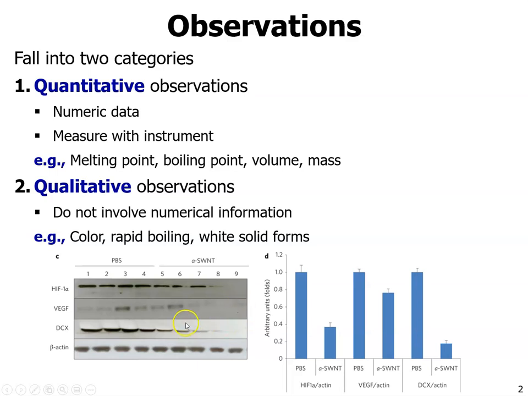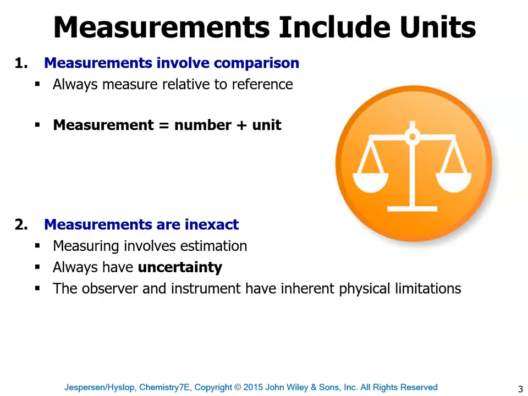Because these are a little bit crooked, you might cut a little area that's not quite the exact size of where your stain is going to be. So there's always some uncertainty. There's a limitation from the instrument or the person that's using that instrument.